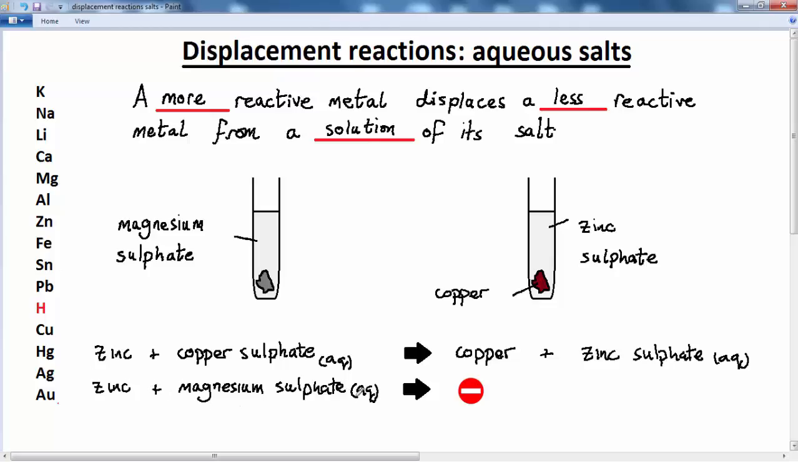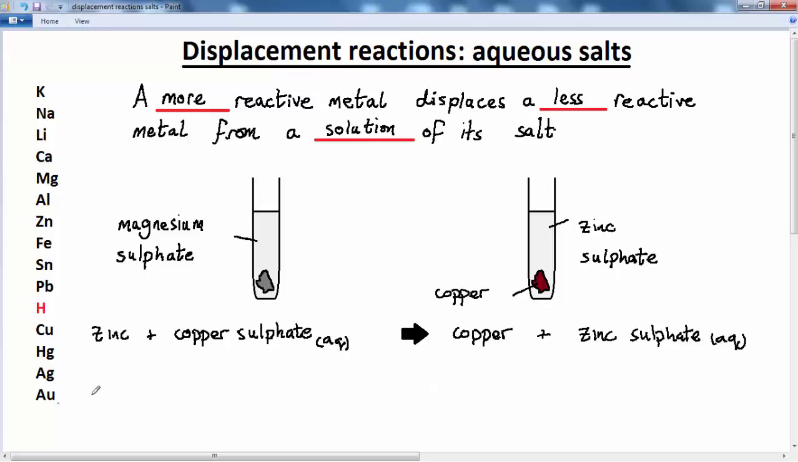Now I would like to tidy this up by writing the symbol equation for the reaction of zinc with copper sulfate. That always helps us to understand what's going on. Okay, so we can write out the symbol equation. We have zinc plus CuSO4. That gave us copper plus zinc sulfate.